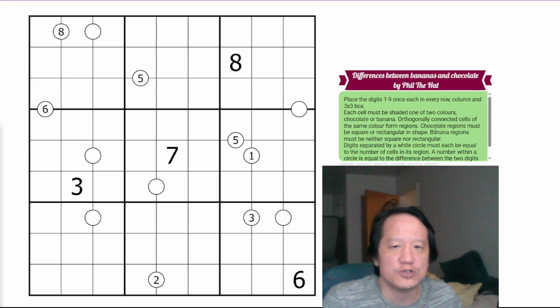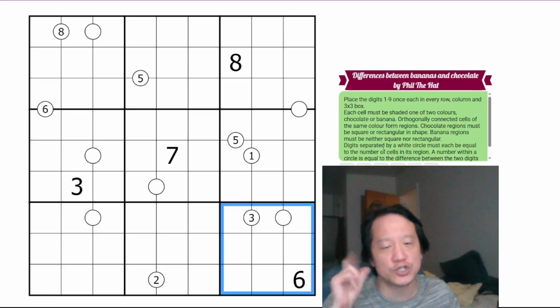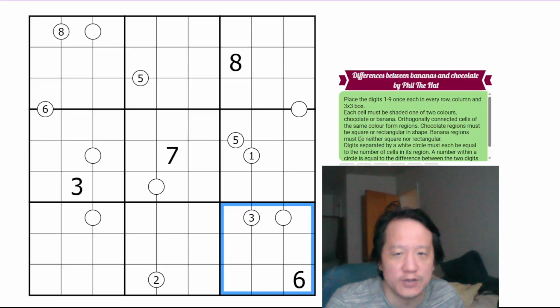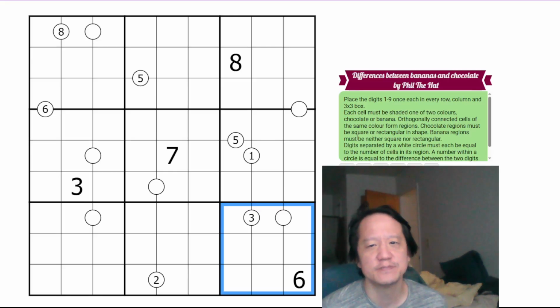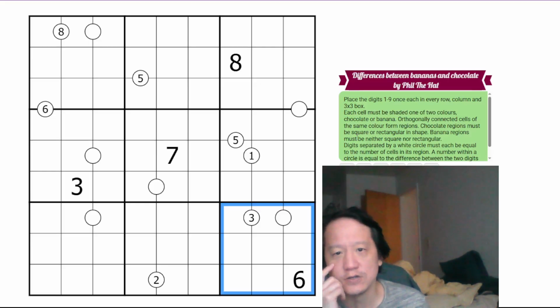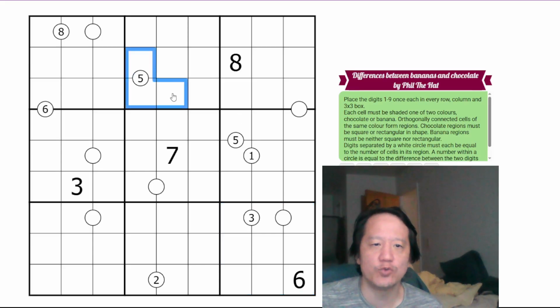We have normal Sudoku rules, which are place the digits 1 through 9 once each in every row, column, and 3x3 box. Each cell must be shaded one of two colors, chocolate or banana. Okay, so that's where we have the differences between bananas and chocolate, I guess. Orthogonally connected cells of the same color form regions. Chocolate regions must be square or rectangular in shape.